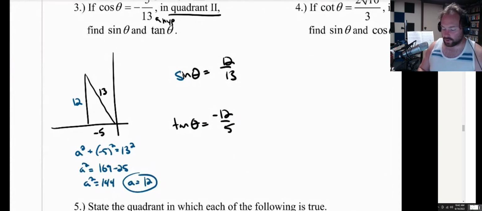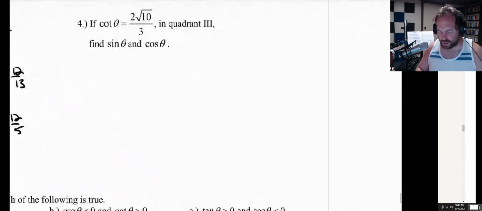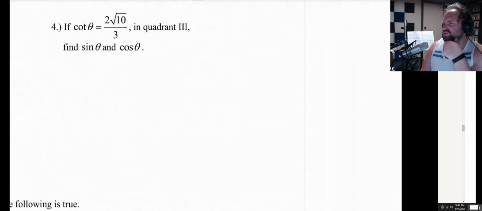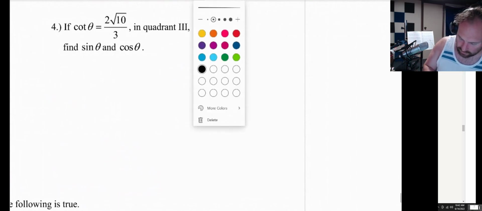Let's try number 4, which is a little bulkier though, because you got a cotangent out of nowhere and it's in quadrant 3. You might notice that your cotangent is positive. Tangent and cotangent are both ratios of x to y, and they are positive, therefore, in quadrants 1, where x and y are both positive, and in quadrant 3, where x and y are both negative. But I'm getting too talky. Let's take a look at it. Let's draw quadrant 3.